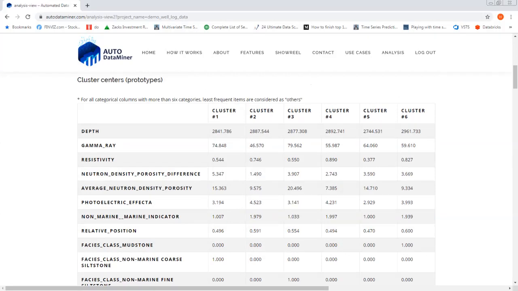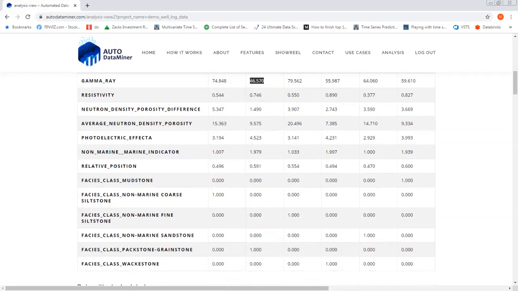For example, for cluster 1, in the majority of cases, the depth is not very different. But if you go to the next one, gamma ray, you see for cluster 1 we have a very high gamma ray, and for cluster number 3 we also have a very high gamma ray, but for cluster number 2 we have a very low gamma ray. These are very strong indicators when we are creating the clustering.